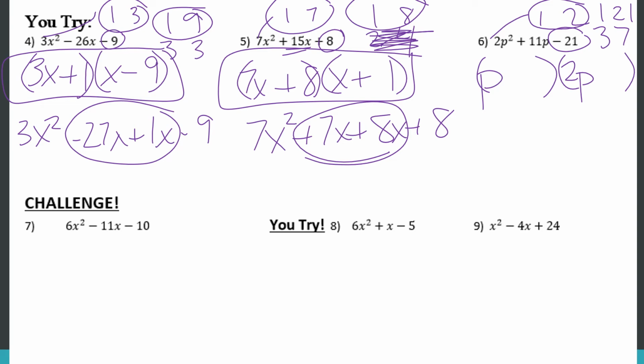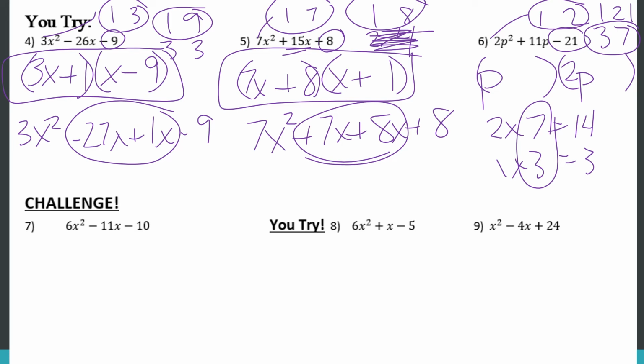So 2 times 7 is 14. 14 minus 3 is 11. So I know I want the 3 and the 7. And I said 2 times 7 equals 14, and 1 times 3 gives me 3. And if I subtract them, I get 11. So I'm going to be using 3 and 7. So I'm using these two numbers right here.